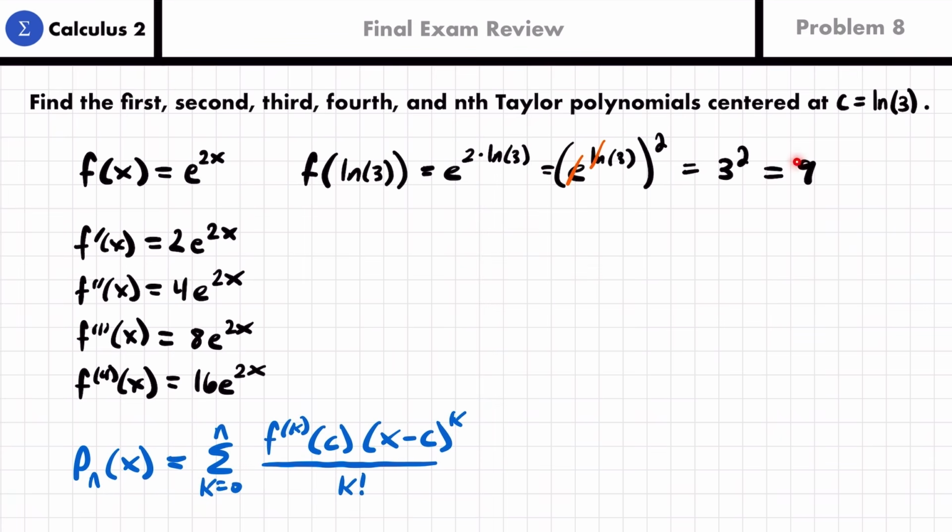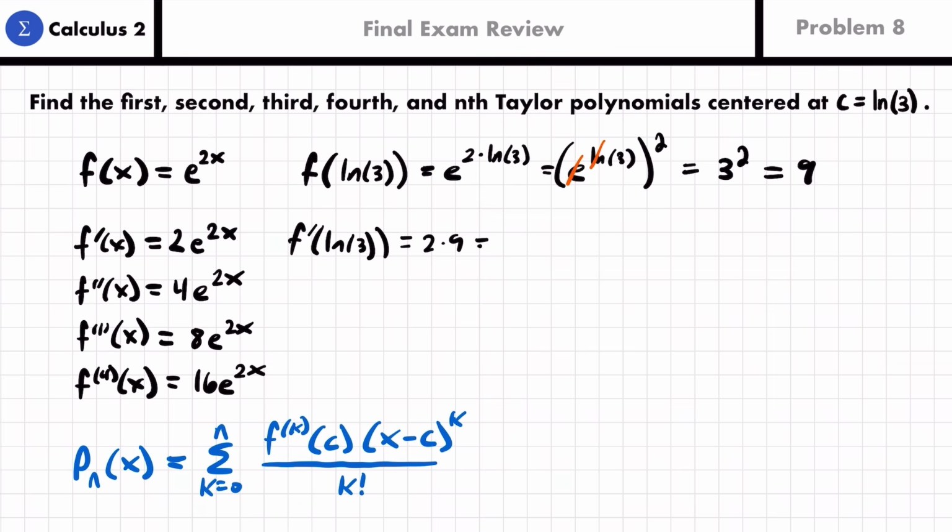So what we found here is that e to the power of 2x evaluated at the natural log of 3 is equal to 9. We can use that to our advantage to then evaluate these derivatives, because all of them include e to the power of 2x. So if we're going to evaluate those derivatives at x equals the natural log of 3, we can very quickly calculate those evaluations by just multiplying 9 by those constants, because we know e to the power of 2x at that value is 9.